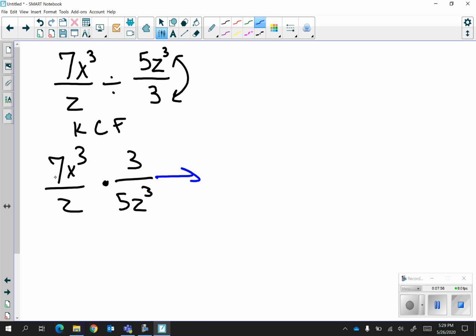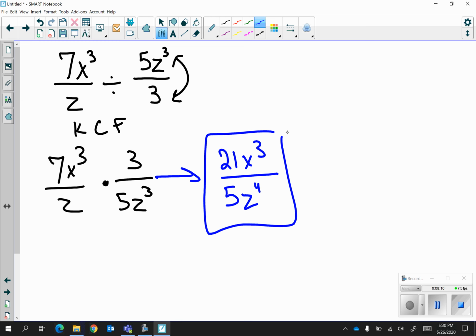Anyway, now that you keep, change to multiplication and flip, KCF, you're going to just straight out multiply. So 7x cubed times 3 is 21x cubed. Z times 5z cubed is 5z to the 4th. And then you would look to see if you can simplify there, but you can't. Nothing can be simplified.